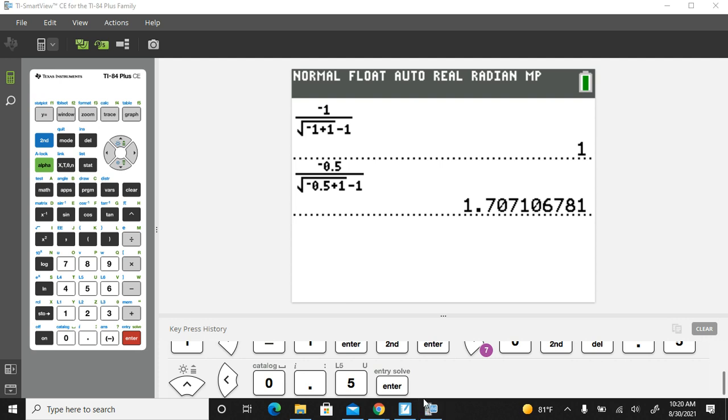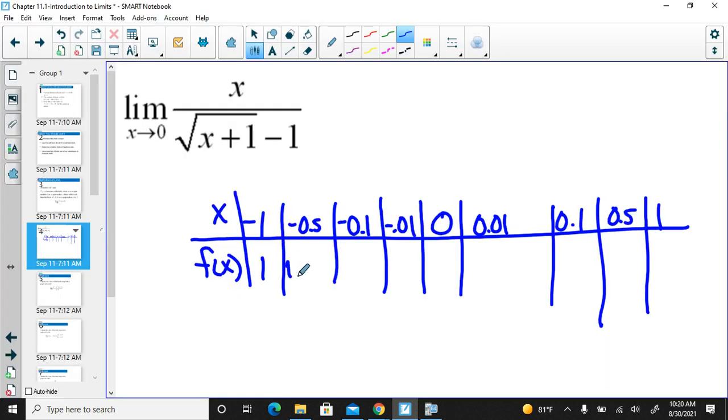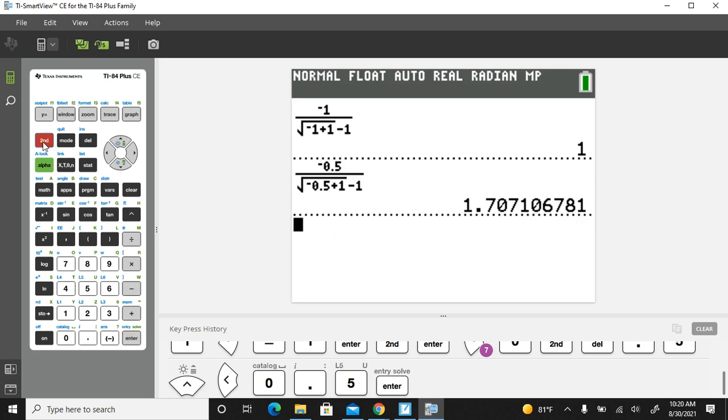1.7071 roughly. 3 decimals is significant enough for there. All right, but again, even if we hit second enter here, this one isn't bad. I can just go back and change these to ones, whatever. Okay, there's actually even a much faster way yet to do this.